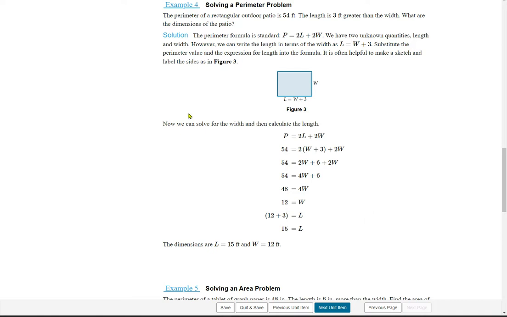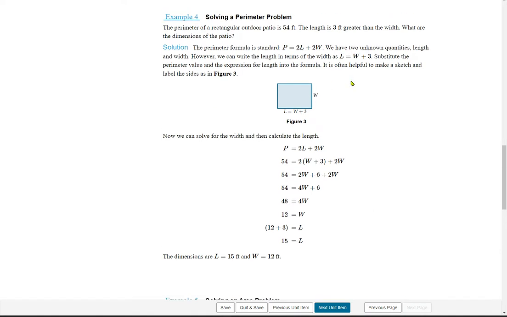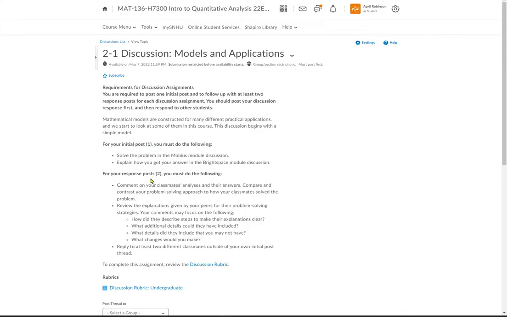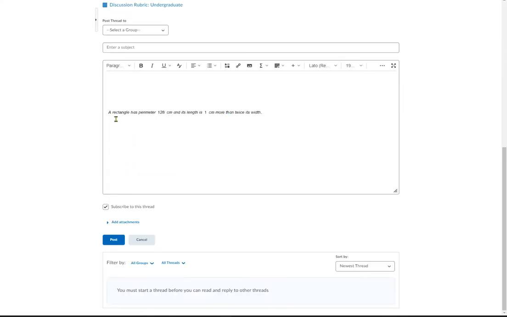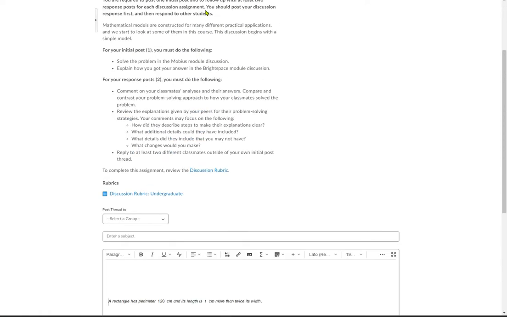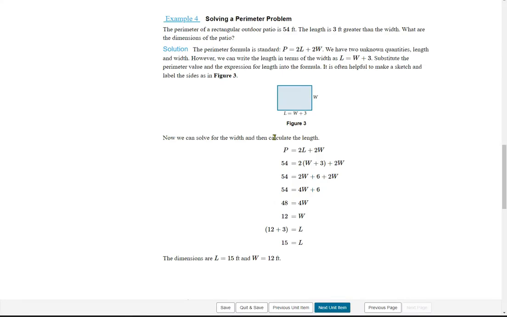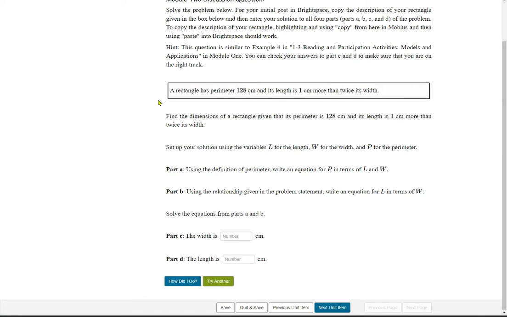And as you can see, you're presenting your discussion board. So when you're back, let me jump back to the discussion board. Here's where I typed this in. I had done a copy and paste of that one problem, but the directions say, solve the problem and then explain how you got your answer in Brightspace. So however you work this out on paper, that's what you're going to want to type into Brightspace. Now let me go back to here.